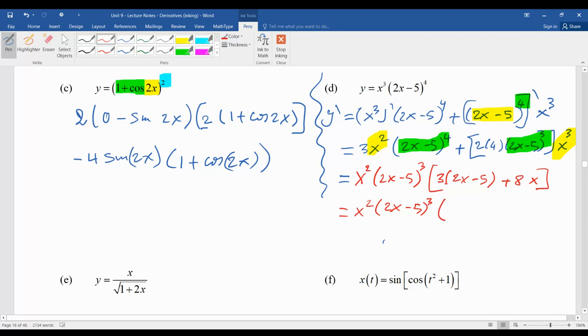If you distribute the 3, you get 3 times 2x, that's 6x, plus 8x, that's 14x, and minus 3 times negative 5, that's negative 15. And this is in simplest form. Of course, we're not going to FOIL 2x minus 5 cubed and so on. We're not going to do that.